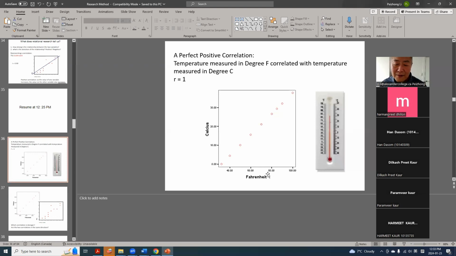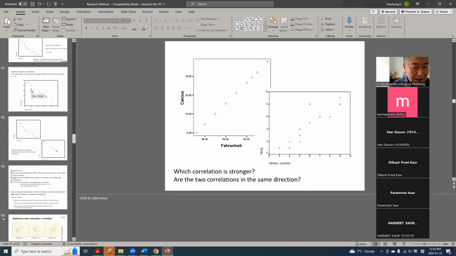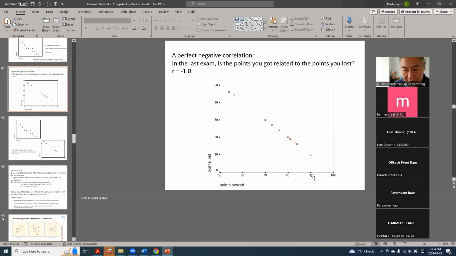If you know the room temperature is 80 degrees Fahrenheit, what's the Celsius? You have a formula. It must be one value. And if you know the Fahrenheit temperature is 60, you know the Celsius. And this correlation coefficient is positive 1.0. Correlation between the same thing. And it's the same with a negative correlation. If you know I got 90, you know I lost 10 points.